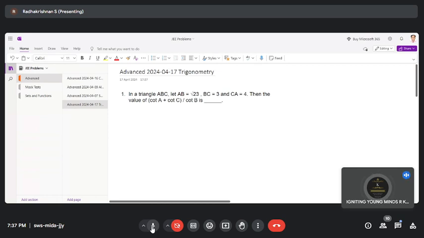See, I'll tell you how I have taken. I have taken 30, 60, 90. I am finding (cot A plus cot C) divided by cot B. I checked what comes for 3, 4, 5. Somewhat closer to that. That may not be the correct method. So we have to use some other exact methods.